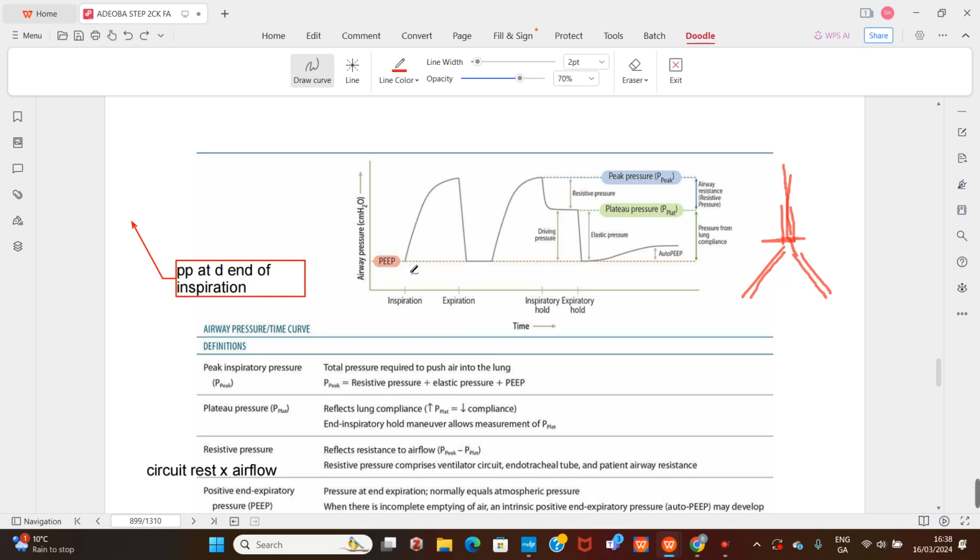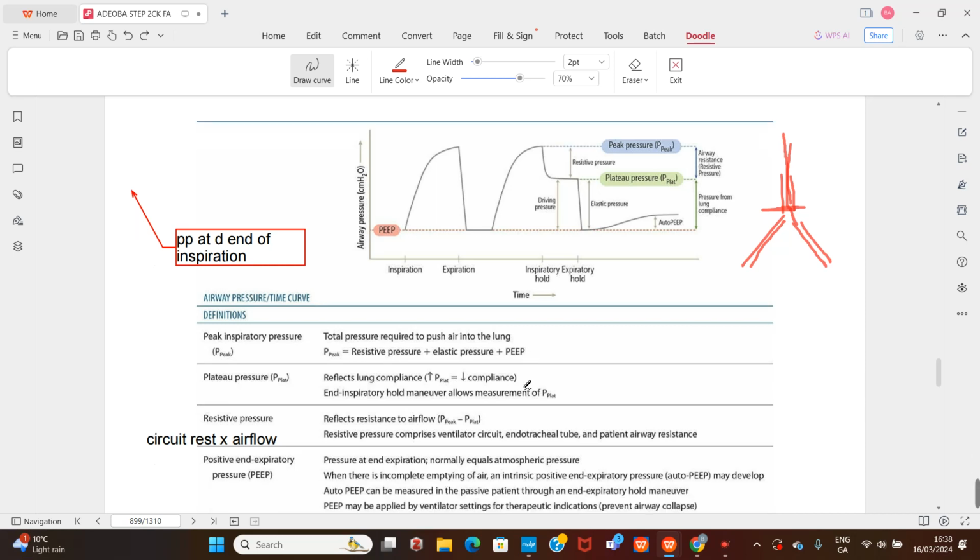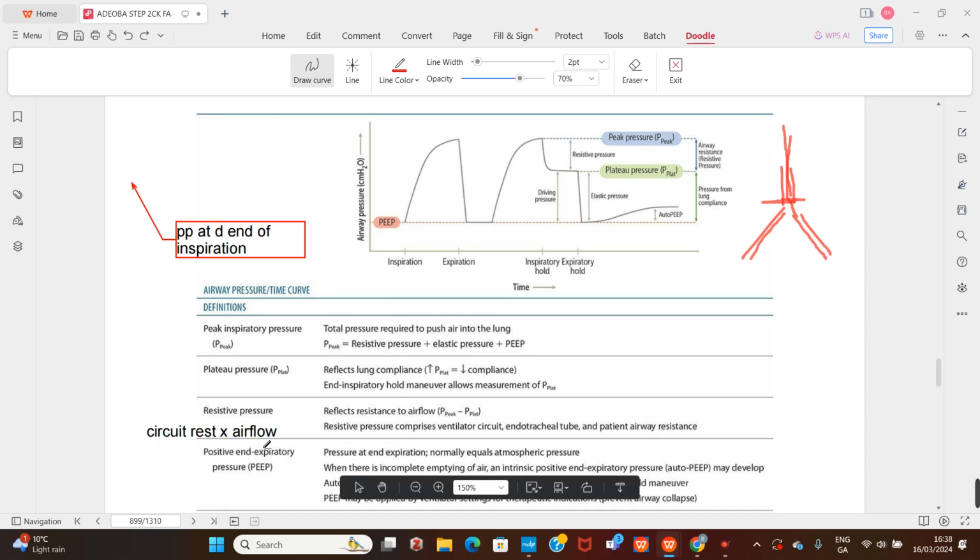And there are three. The first one is the resistive pressure, this here. The second one is the elastic pressure. The third one is what you call the positive end expiratory pressure. So we'll look at them one by one. I want us to see resistive pressure as a product of the circuit resistance and the airflow. That is the resistive pressure. So I have it here: the circuit resistance and the airflow.